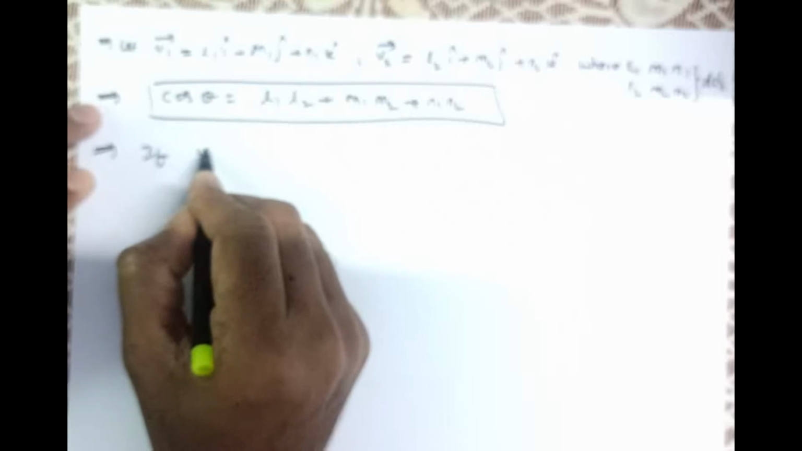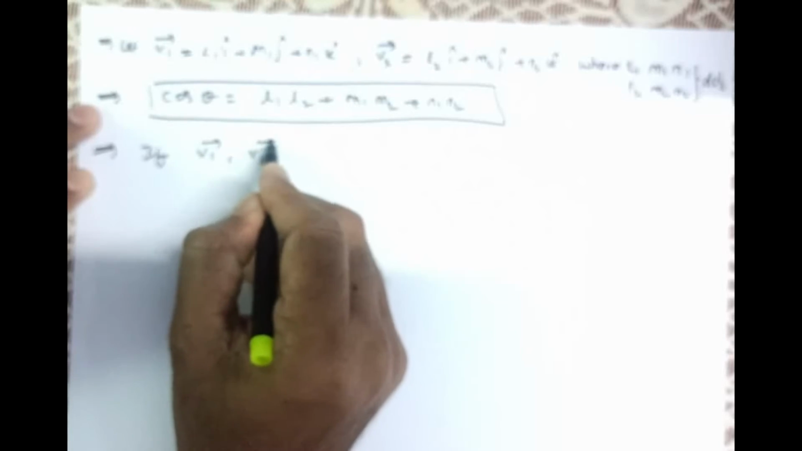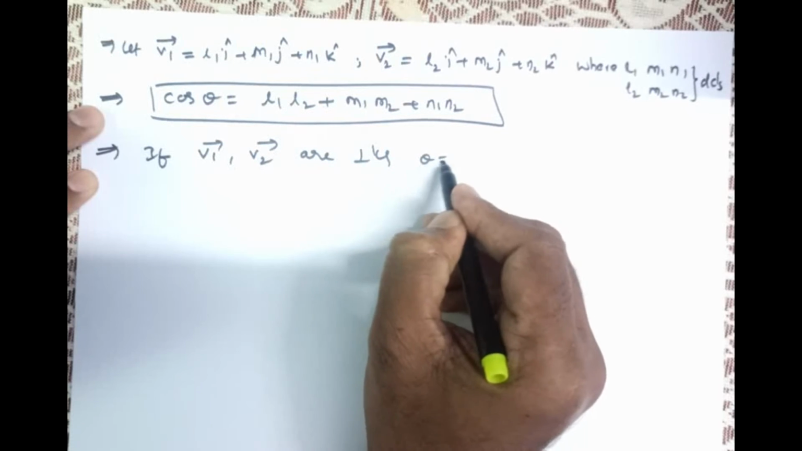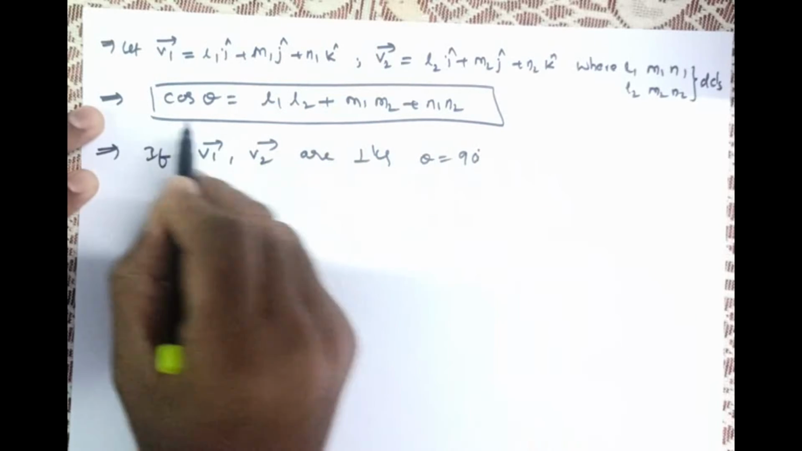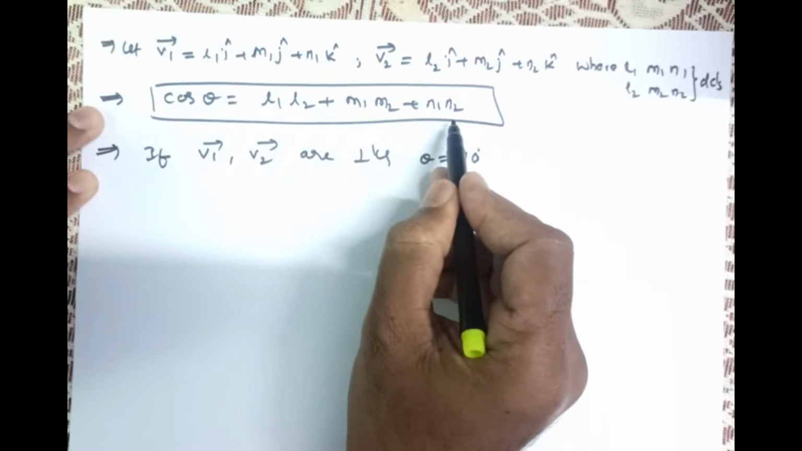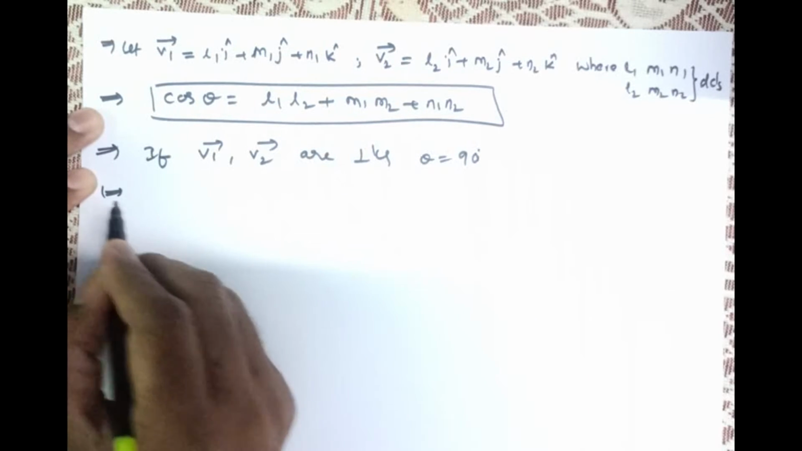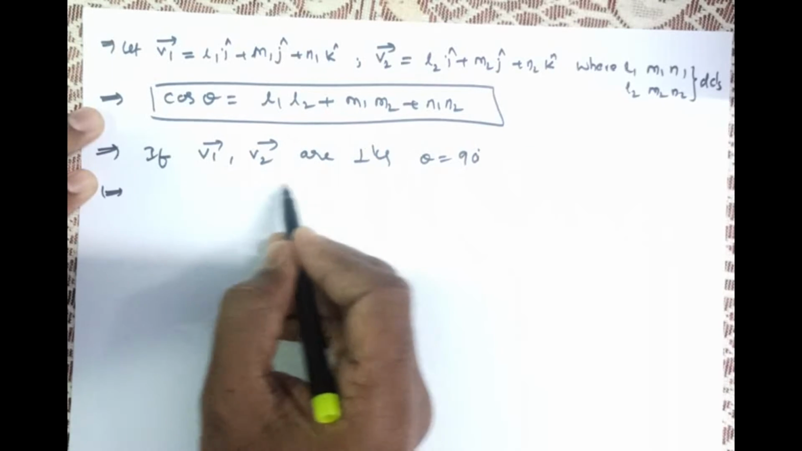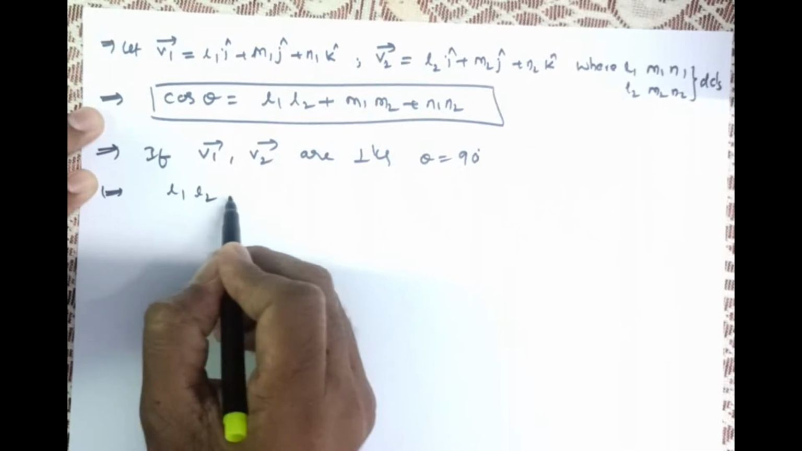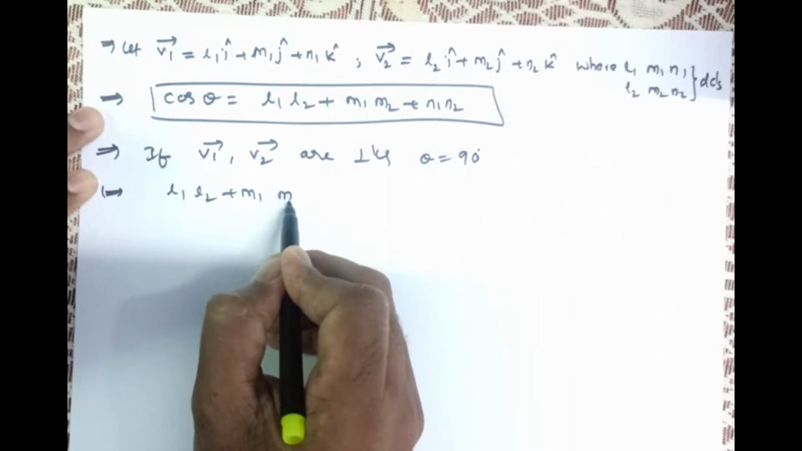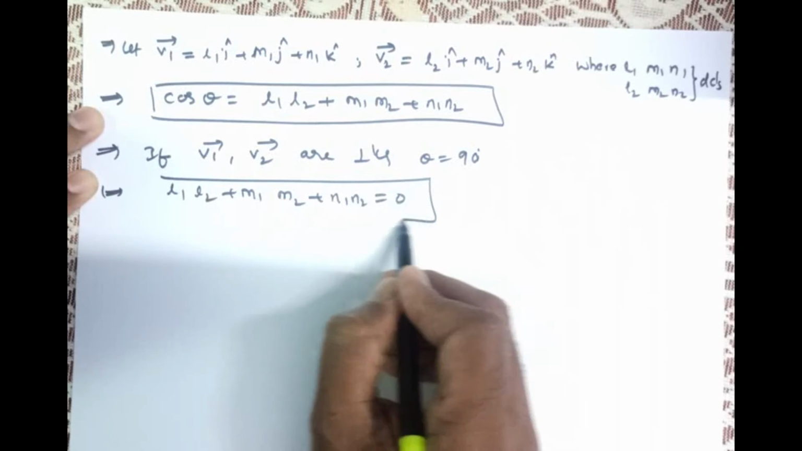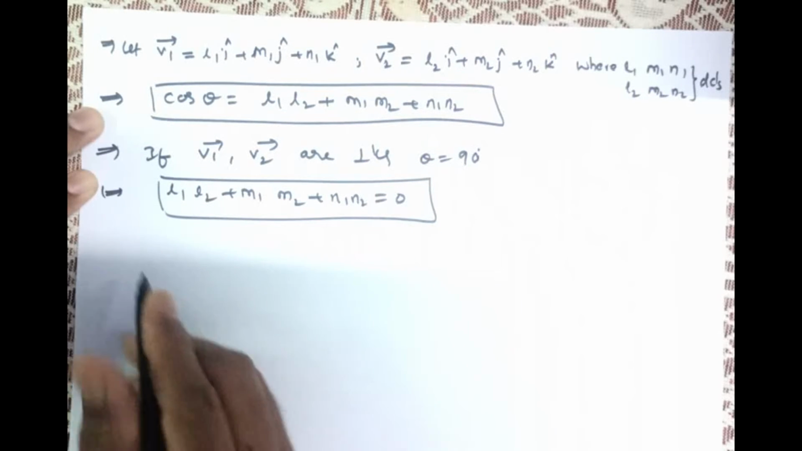If V1 bar and V2 bar are perpendicular, then theta is equal to 90 degrees. If we substitute theta equal to 90 degrees here, then we get the condition: if L1, M1, N1, L2, M2, N2 are DCs, then the condition for perpendicular is L1 L2 plus M1 M2 plus N1 N2 is equal to 0. So this is the condition we get.